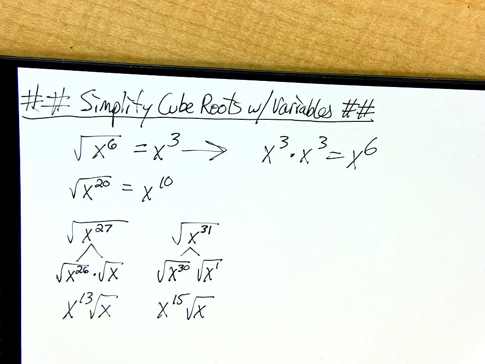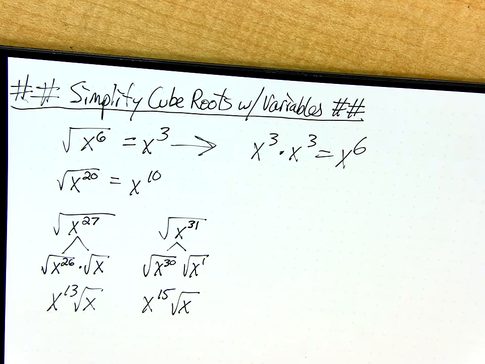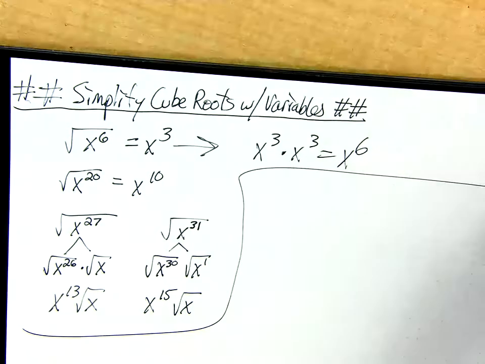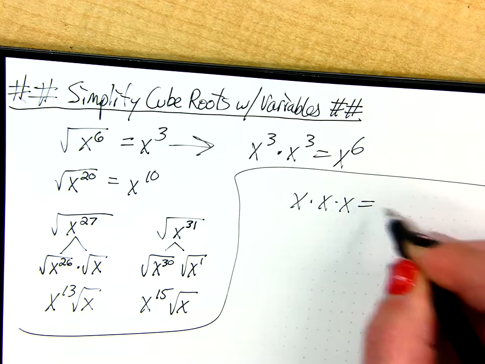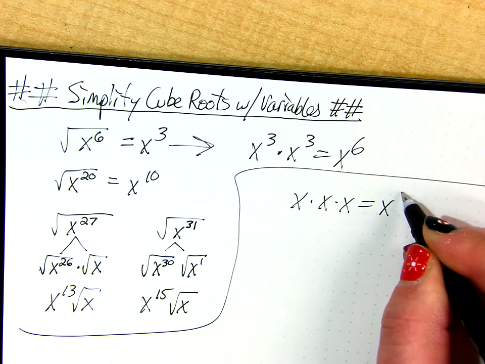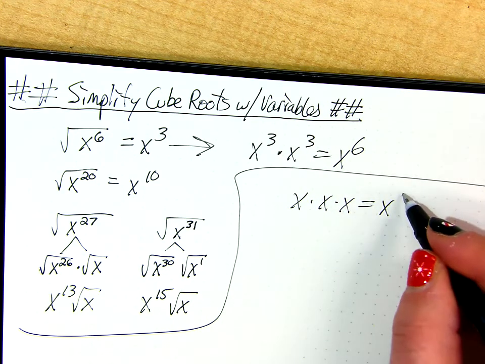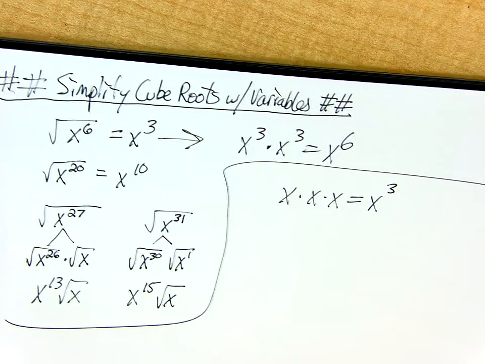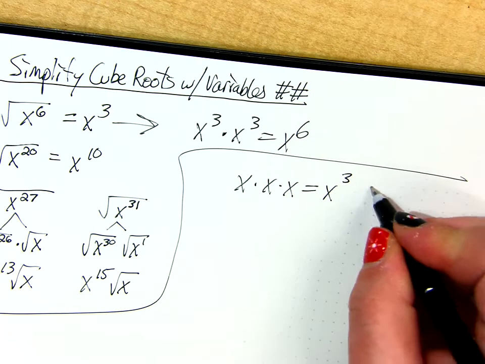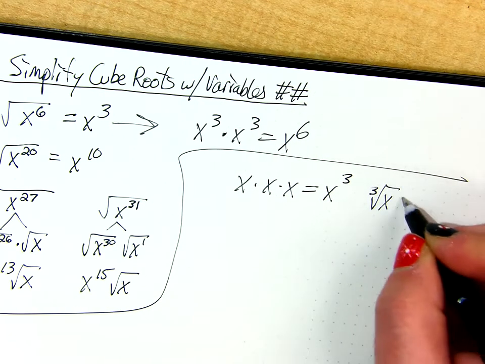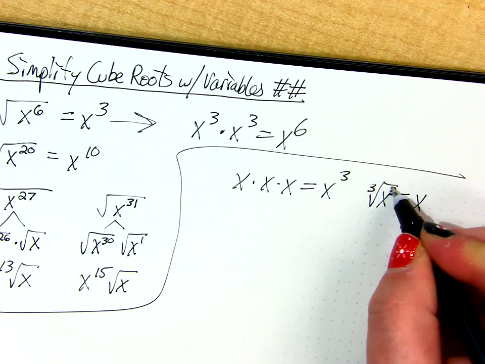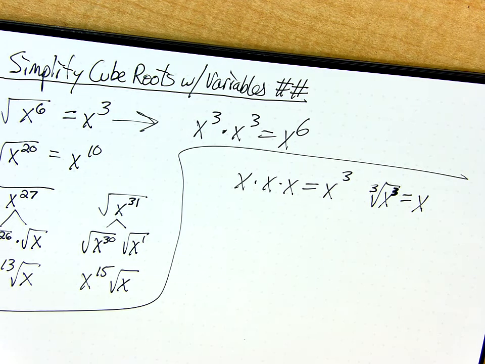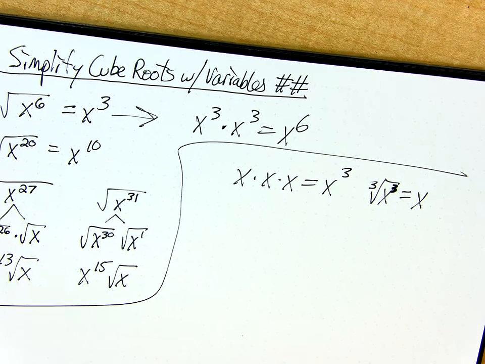All right, if I'm going to do cube roots, let's look at cube root land now. If I did x times x times x, what does that get me? X to the third, right? So doesn't it make sense that if I took the cube root of x to the third, just x will come out? So the cube root of x to the third is just x.